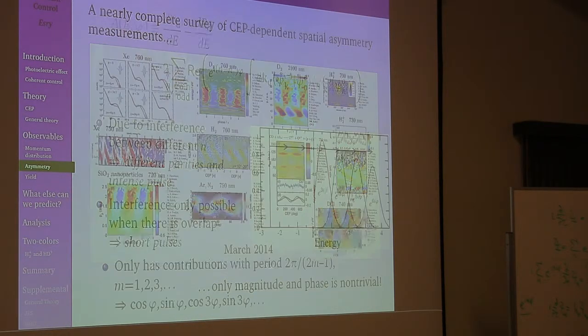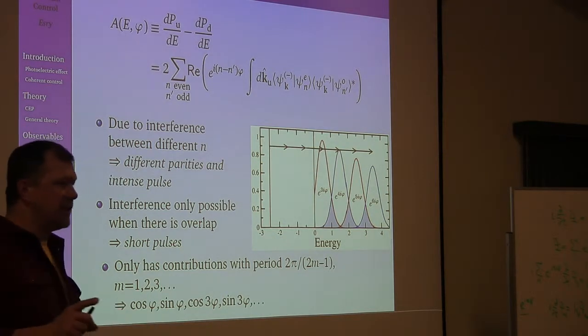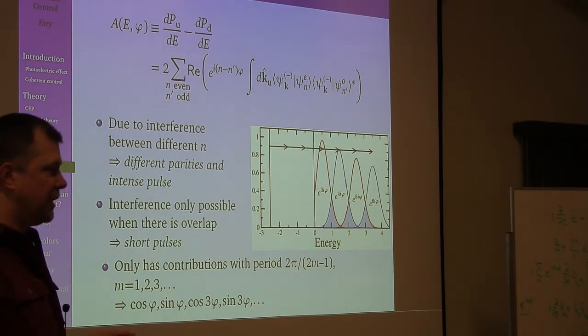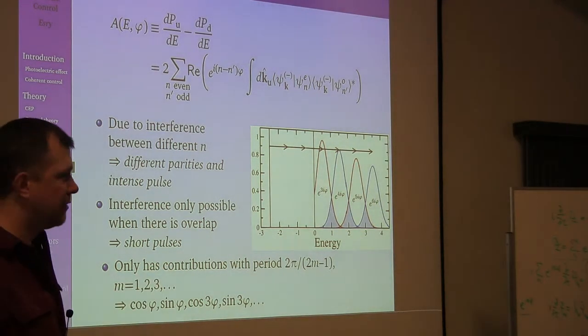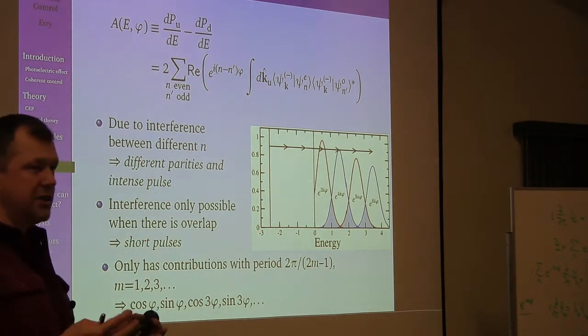And my contention is that the cosine phi and sine phi is a trivial consequence. I point that out because there are a number of theories, a number of models, that claim that getting this cosine phi and sine phi agreement is a really good thing. I would contend that you can't help but get that if you mix even parity and odd parity.